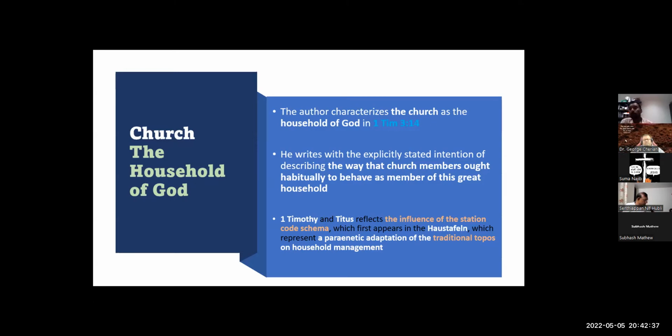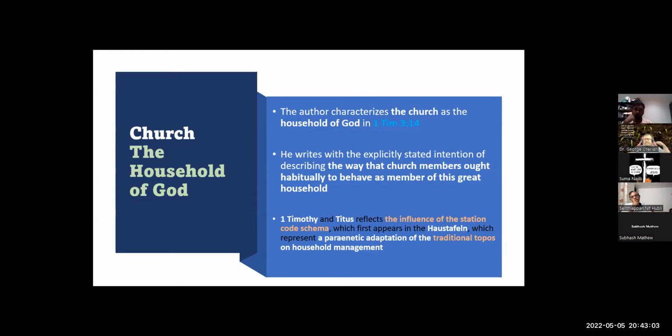1 Timothy and Titus reflect the influence of the station code schema, which first appears in the Haustafel, which represents a paranetic adaptation of the traditional topos on household management. To be honest, I'm totally new to all these terms. Okay, I'll just explain.